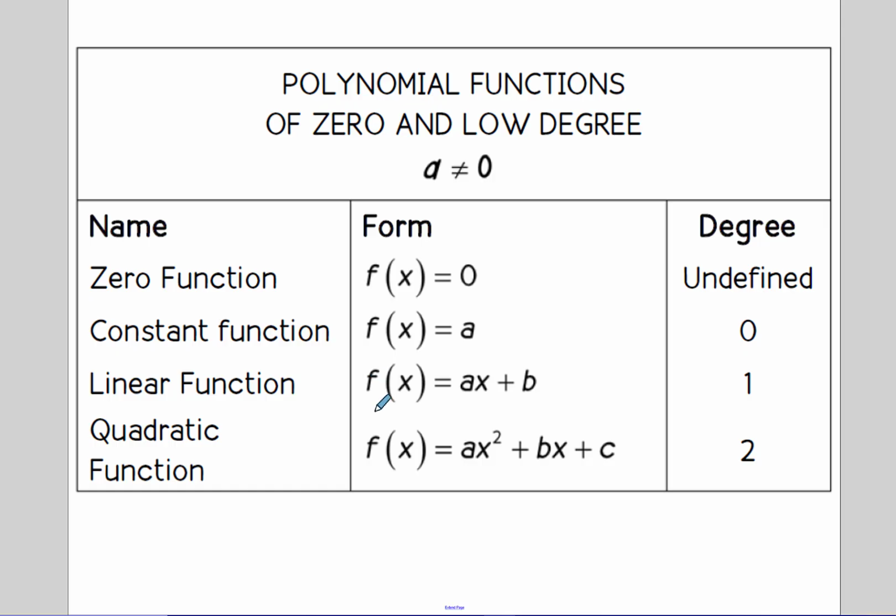I know this isn't on your notes, but it is a helpful reminder: a zero function has no degree, that's just a term, a constant function, a linear function, and a quadratic function. And you can see I'm getting the degree from the power on the x. So if I have just a term, that's like x to the 0 power, y equals 4 or y equals -2.